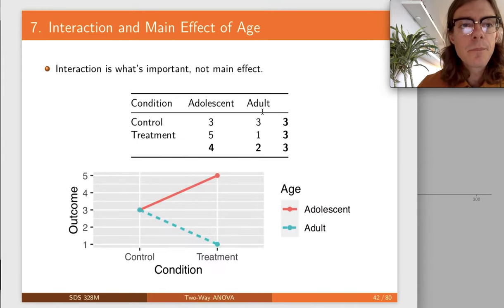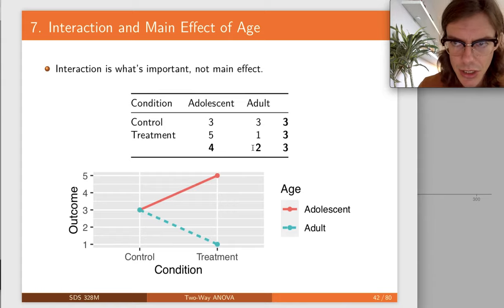Cool. What if you have an interaction and a main effect of age, but no main effect of treatment? So maybe the other categorical variable is significant. This is telling us that adolescents have an average outcome of 4, adults have an average outcome of 2, right? So how can we see that?